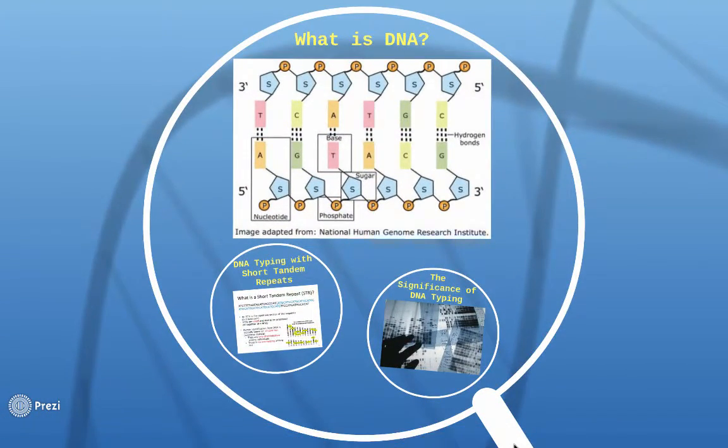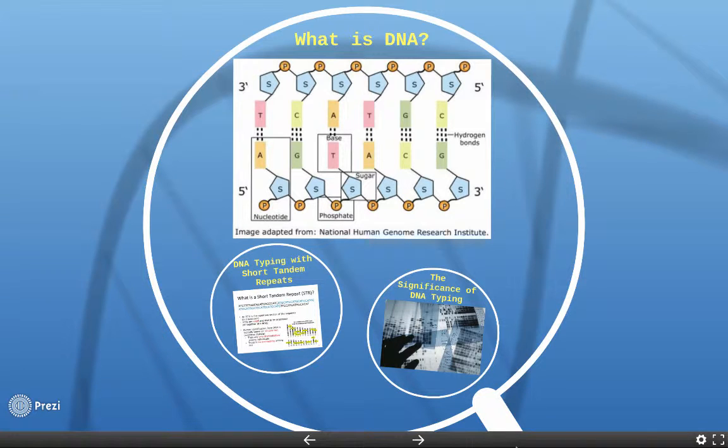DNA is a polymer, which essentially means it is a very large molecule that is made by linking together a series of repeating units. For DNA, these units are called nucleotides. Nucleotides are composed of a sugar molecule, a phosphorus-containing group, and a nitrogen-containing molecule called a base. For DNA, there are only 4 bases: adenine, cytosine, guanine, and thymine.